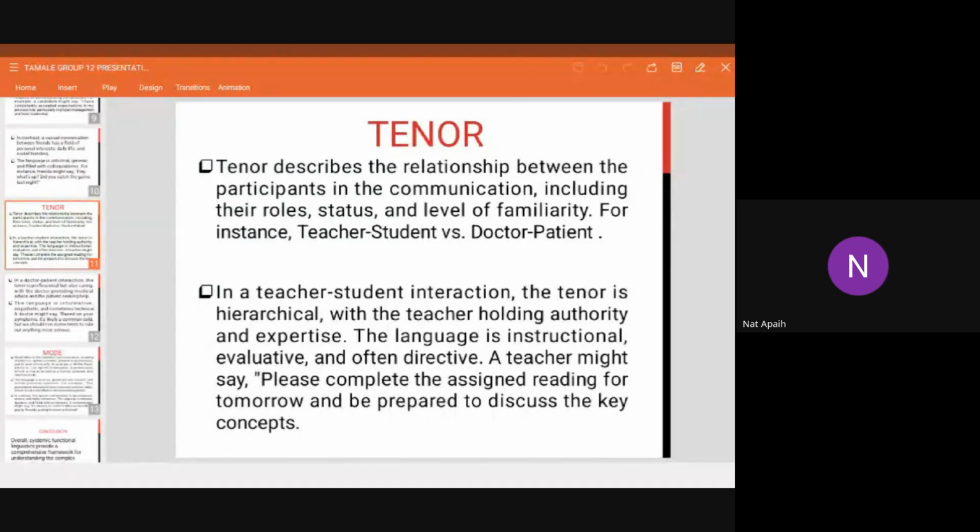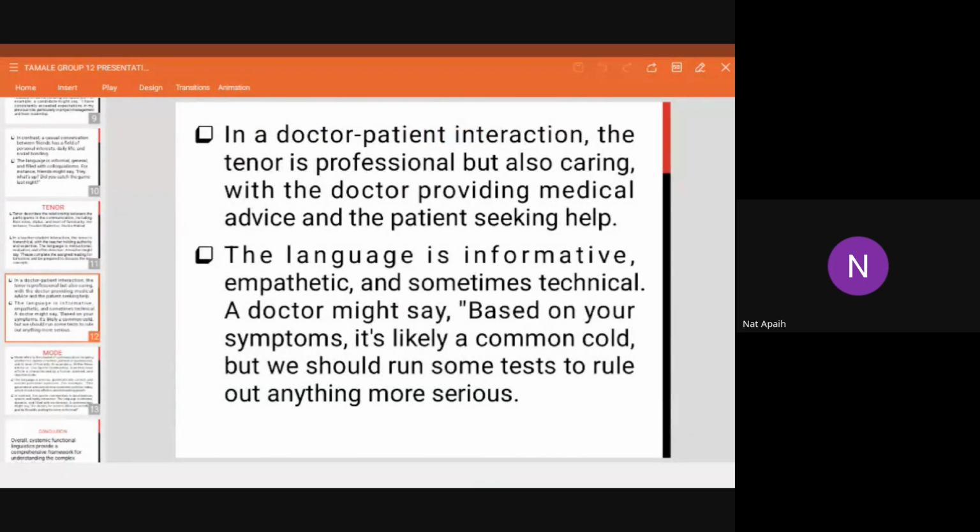In terms of giving directives, teachers often give directives to students, and our language is evaluative and instructional. So the tenor is basically talking about the relationship between the two people who are communicating. Let's go further. In the doctor-patient interaction, the tenor is professional, but also caring, with the doctor providing medical advice and the patient seeking help.